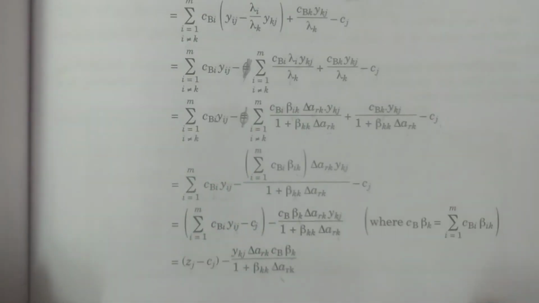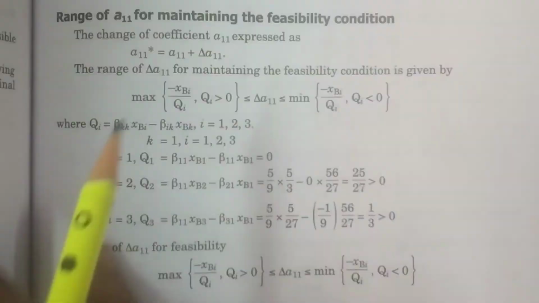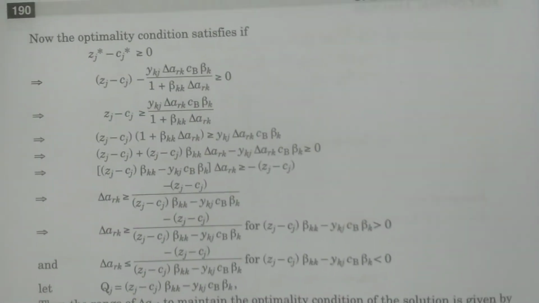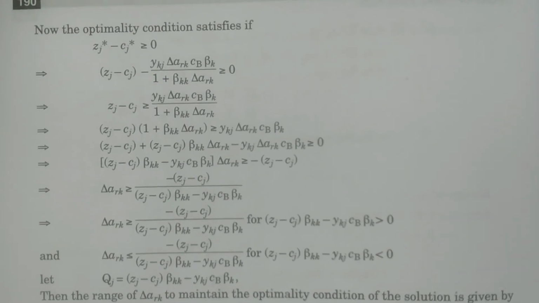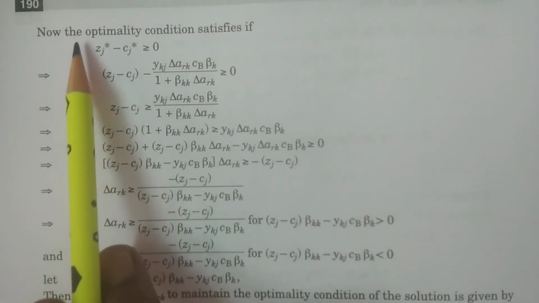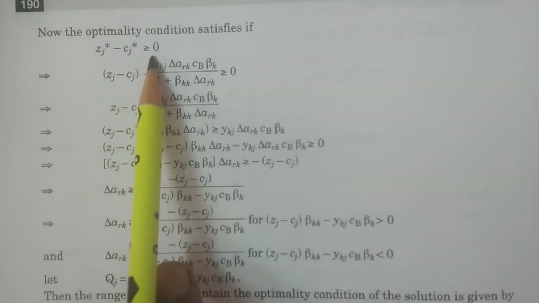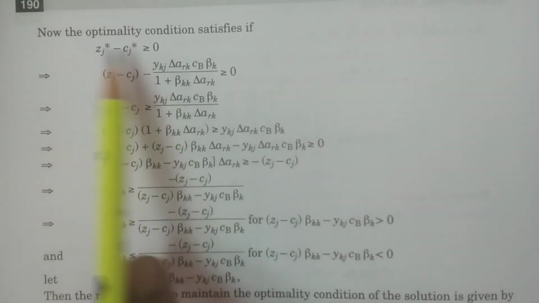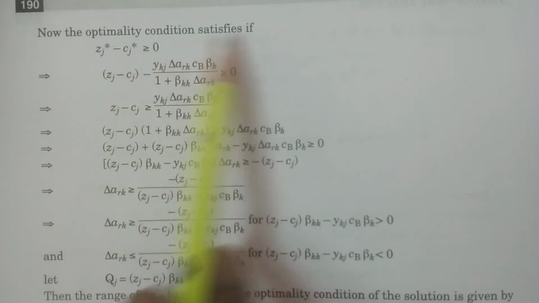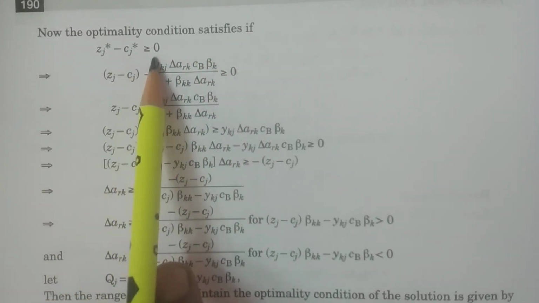So that is what remains, all greater than or equal to 0. That is only the change in this particular term. Therefore, to maintain this, we have to prove that Cj star minus Zj star is also greater than or equal to 0. Now the optimality condition is satisfied if Zj star minus Cj star is greater than or equal to 0.